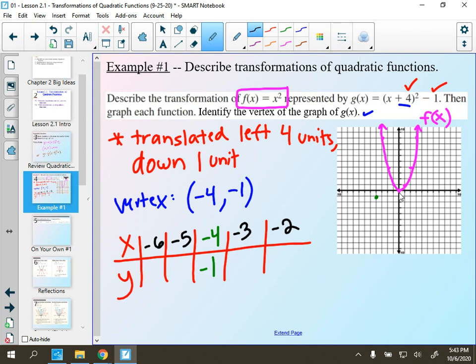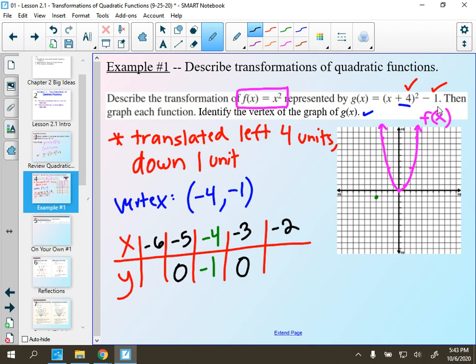Notice on the parent function, you've got this middle vertex, and then we branch out symmetrically from there. The same thing is going to be true here. So let's start with our center, and we'll branch out. And the nice part about this is when I plug in these points, I get a 2-for-1 deal. So if I plug in a -3 here, let's verbally talk through it. -3 plus 4 is 1. I square 1, I get 1, same as before. And then 1 minus 1 is 0.